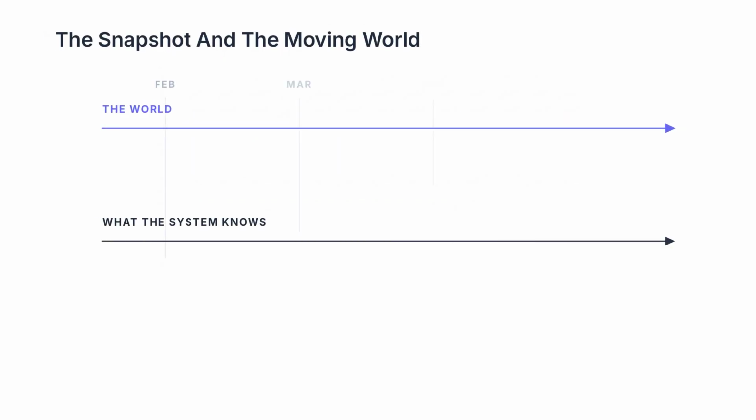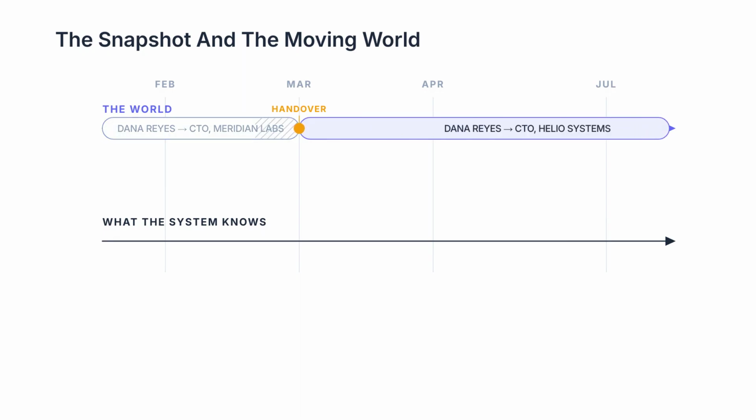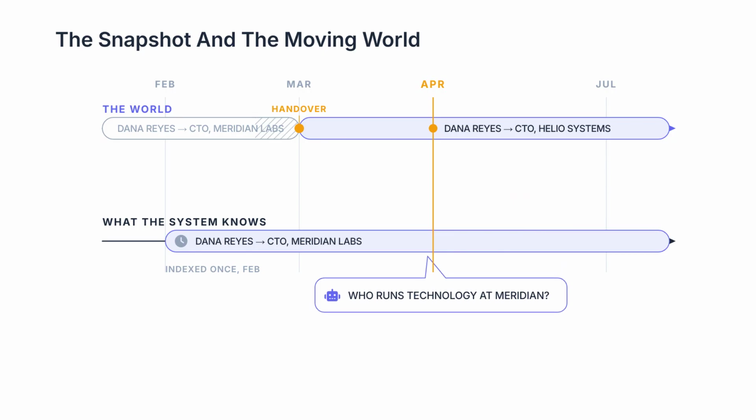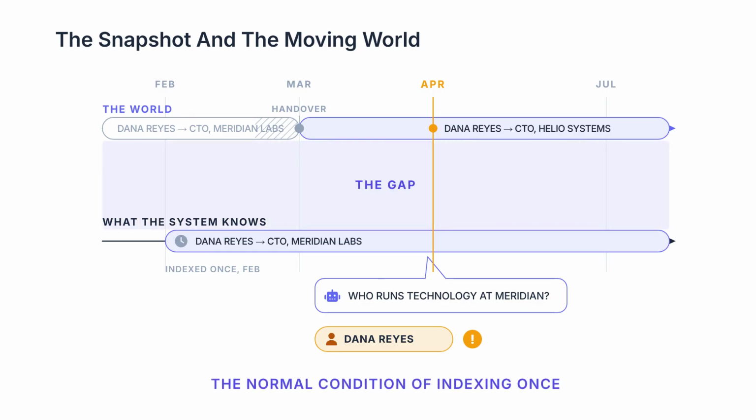Picture 2 tracks running side by side. On the top track, the world moves. Dana is at Meridian in February, hands over the badge in March, and starts at Helios the same month. On the bottom track, your index does absolutely nothing because you built it in February and it has been asleep ever since. In April, the question arrives, and it gets answered from the sleeping track. That gap between the 2 tracks is not a rare edge case. It is the normal condition of any system that indexes once.